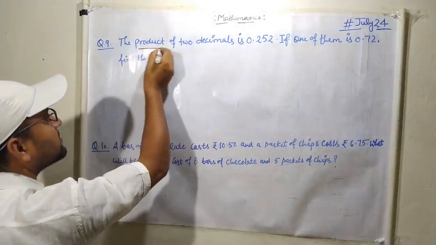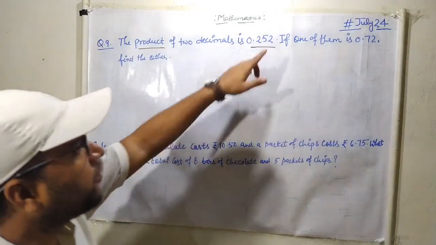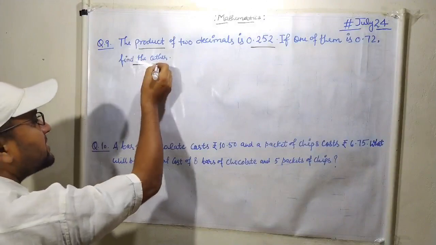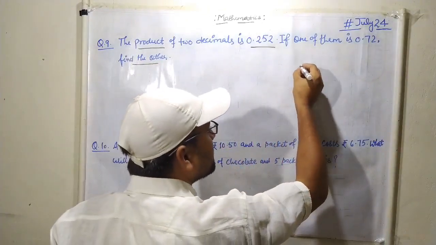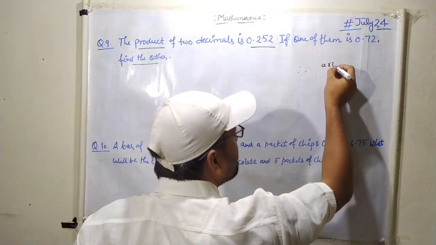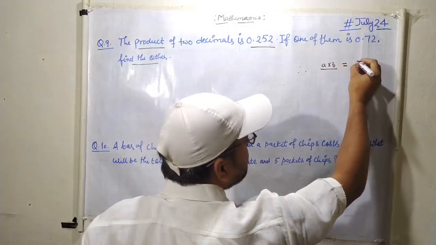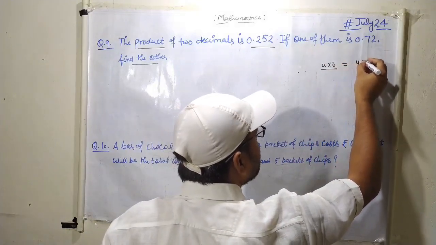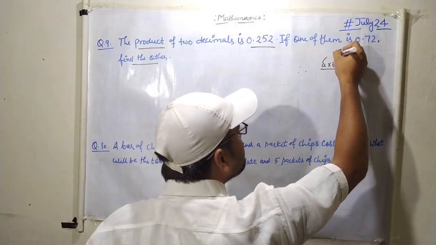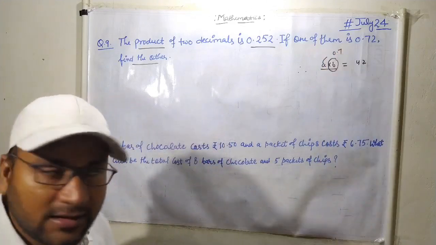Question 9: the product of two decimals is 0.252. If one of them is 0.72, find the other. Here I will show you with one example. Suppose the product of two decimals, first decimal is A, second decimal is B. It is given that the product is 42, and if one is 0.7, find the other decimal number.